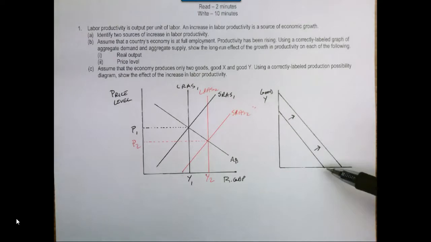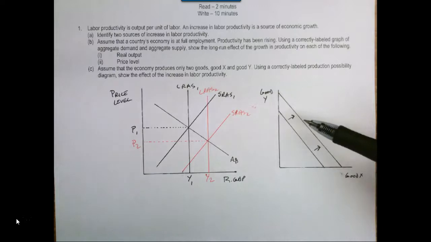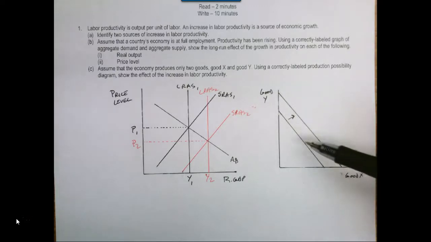It can be curved or it can be a straight line. It doesn't really matter. It depends on whether you have constant opportunity cost or changing opportunity costs. But we do know that the production possibilities curve will shift to the right, which means that we can produce more of both good X and good Y without having to produce less of the other. And so you'll see a right-hand shift in the production possibilities curve with an increase in productivity.